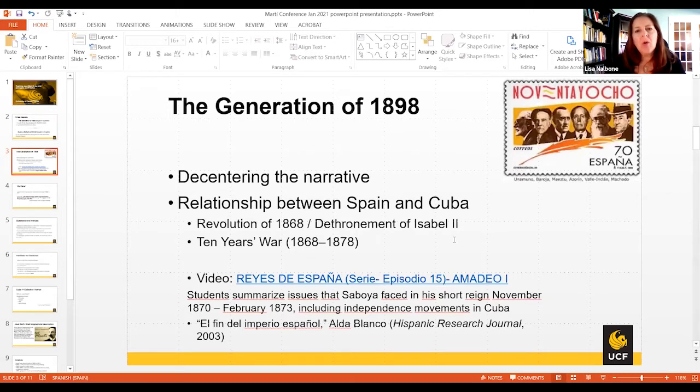So then my goal in presenting this information is to decenter the narrative that puts Spain mid-center, in the middle of the viewpoint of students, especially if you look at canonical literature in the classes that I teach. And so I'm inviting students to think about how they can experience the relationship between Spain and Cuba. And just to give you one example, I have them focus on the connection between the revolution of 1868 that resulted in the dethronement of Isabel II, and then how did that influence the beginning of the 10 Years' War?